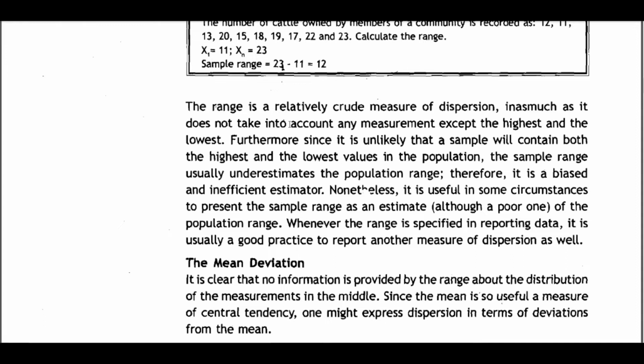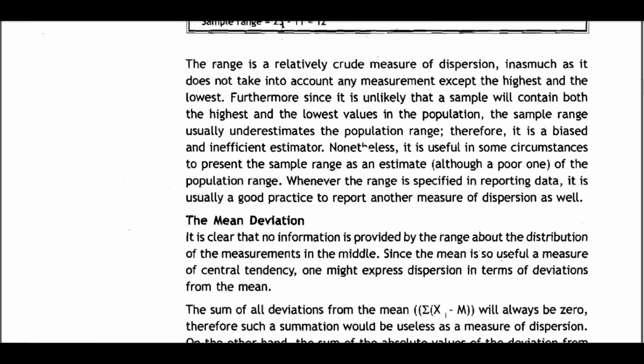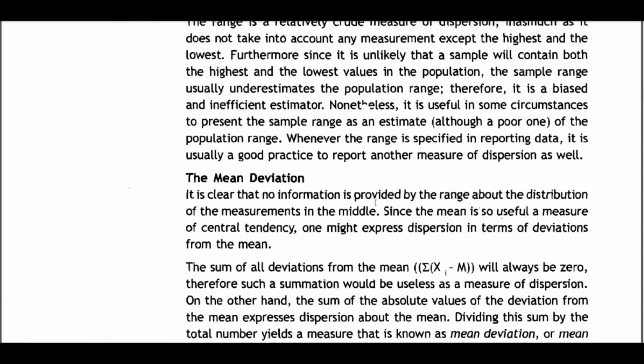The range is a relatively crude measure of dispersion in as much as it does not take into account any measurement except the highest and the lowest. Furthermore, since it is unlikely that a sample will contain both the highest and the lowest values in a population, the sample range usually underestimates the population range. Therefore, it is a biased and inefficient estimator. Nonetheless, it is useful in some circumstances to present the sample range as an estimate, although a poor one, of the population range. Whenever the range is specified in reporting data, it is usually good practice to report another measure of dispersion as well.